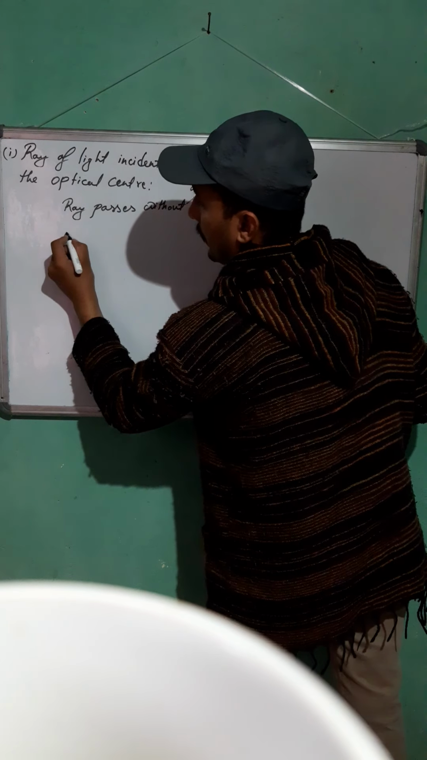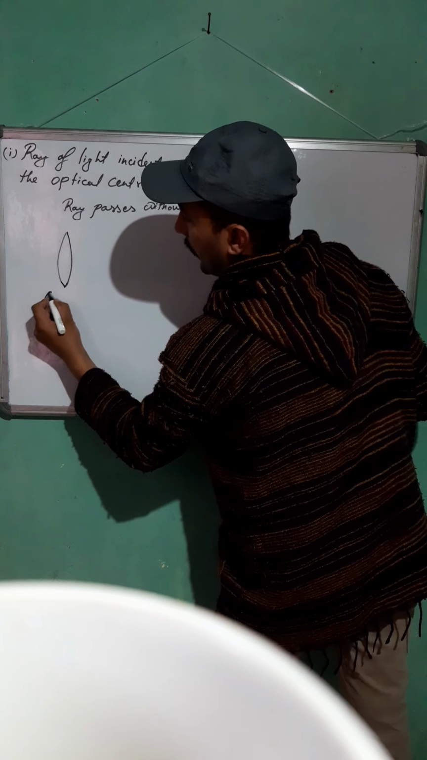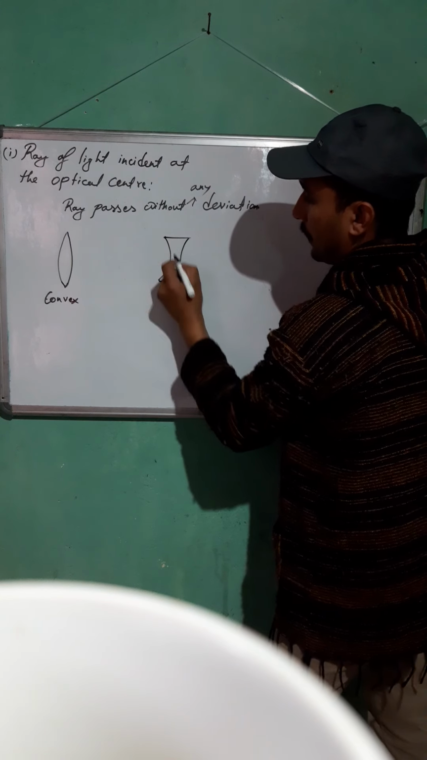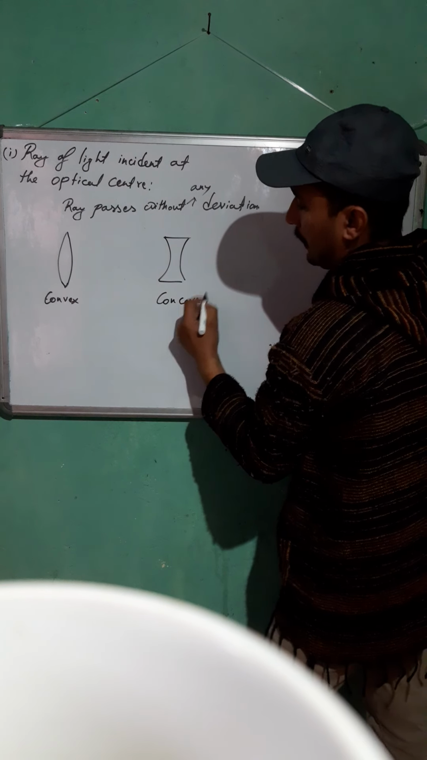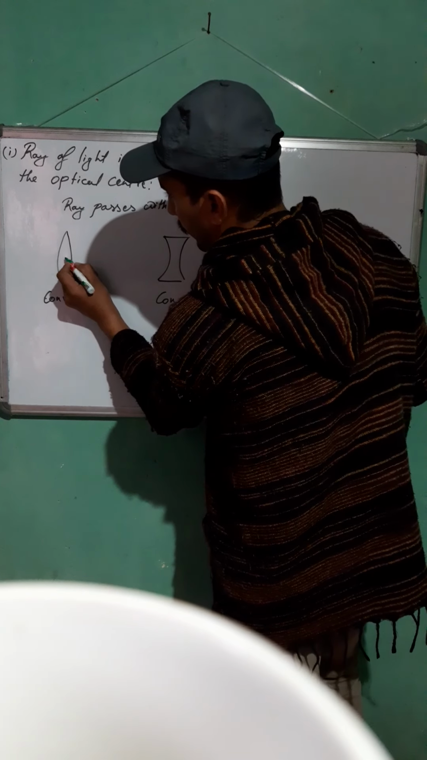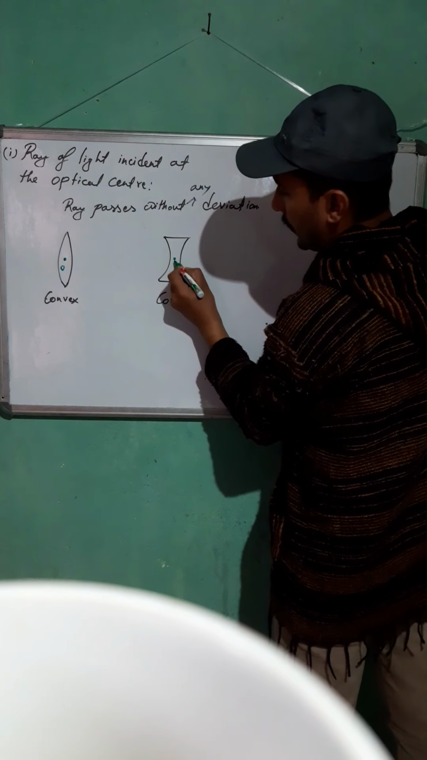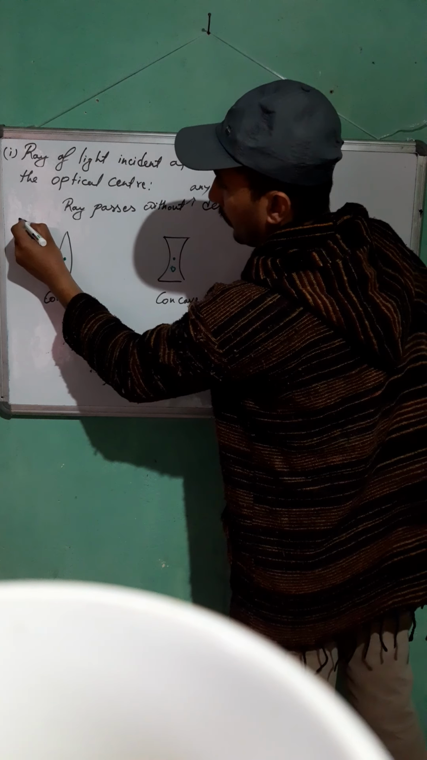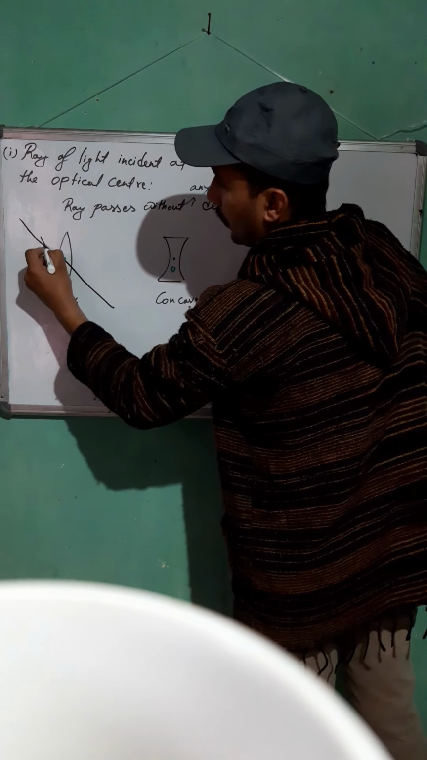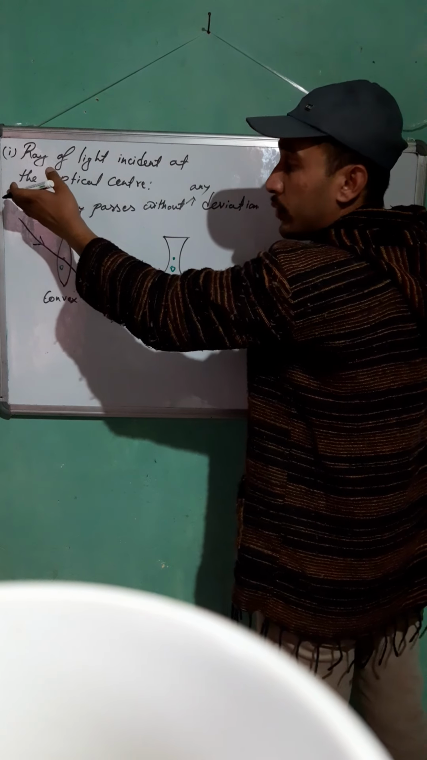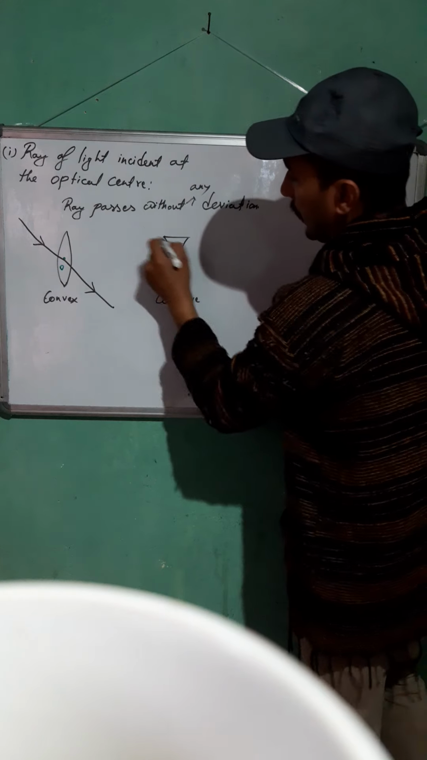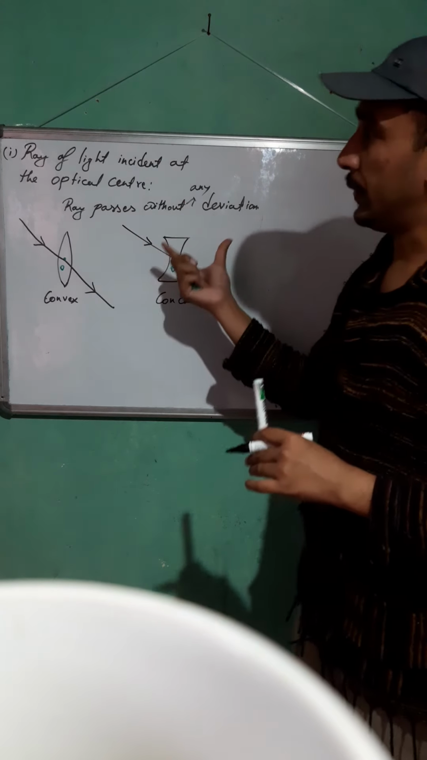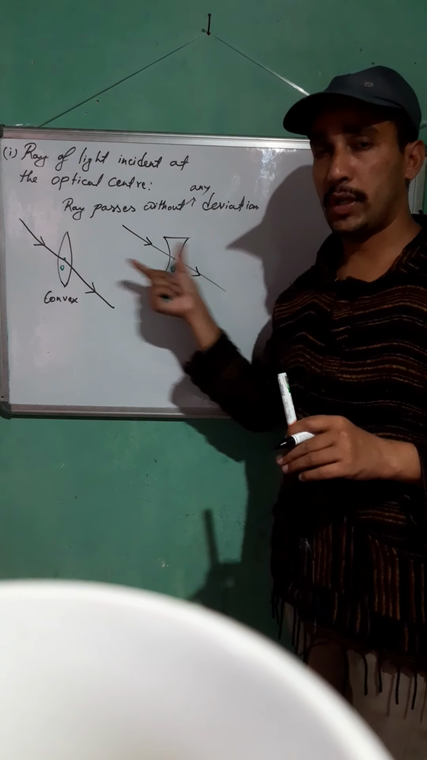That means this is your lens, this side is convex, this side is concave. This is the optical center. So a ray of light incident at the optical center: if the ray of light is incident at this point, it passes without any deviation. Use a scale for drawing this one. For this also it passes without any deviation. So this is the first ray that is used for drawing a ray diagram in case of a lens.